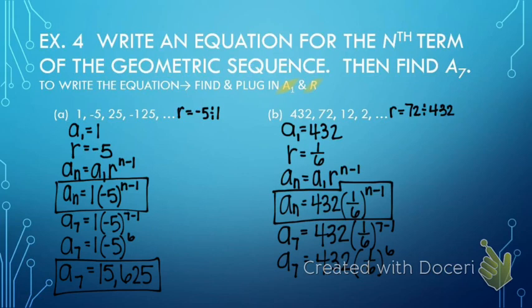Keep going. What are you supposed to do once you have done 1/6 to the 6th power? What's the very last step? Multiply by 432, and when we do that, what do we get as our answer? A sub 7 equals what? 1/108 is your final answer. And that is lesson 6.6.